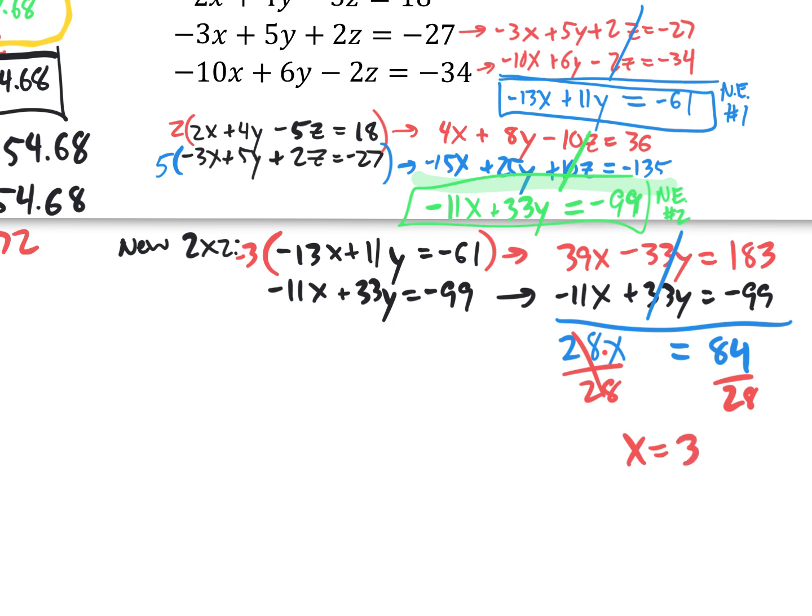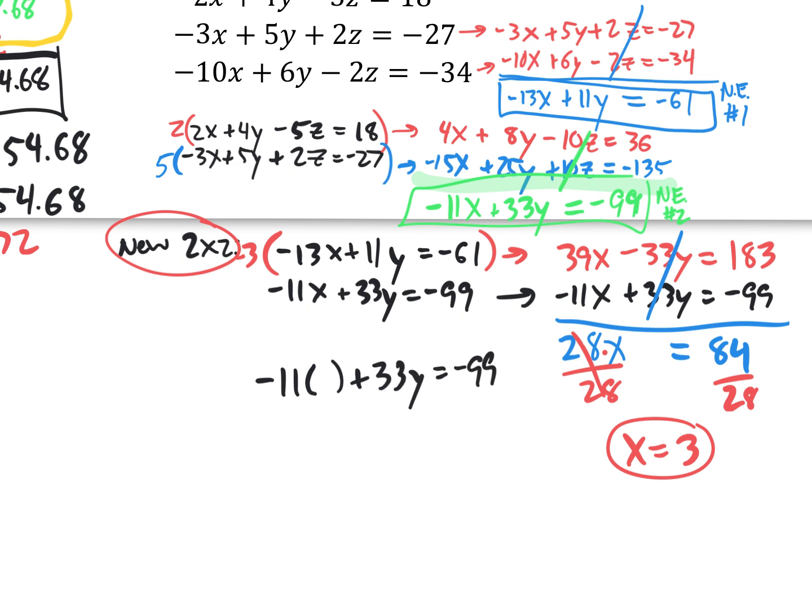Thank goodness. So we have the x value of our 2x2. Remember, we're solving the 2x2 right now. So we're going to plug in that x value into either the top one or the bottom one, whichever one you want. I'm just going to go for the bottom one. You can pick the other one if you want. So it's negative 11 times x plus 33y equals negative 99. So plug in that 3 right there.